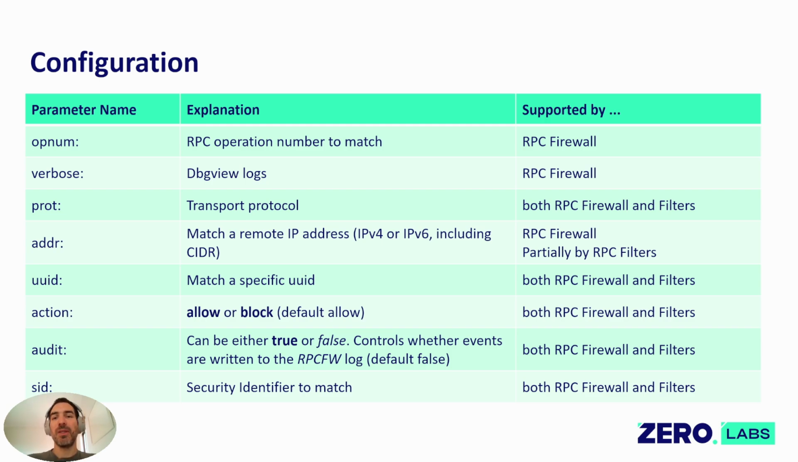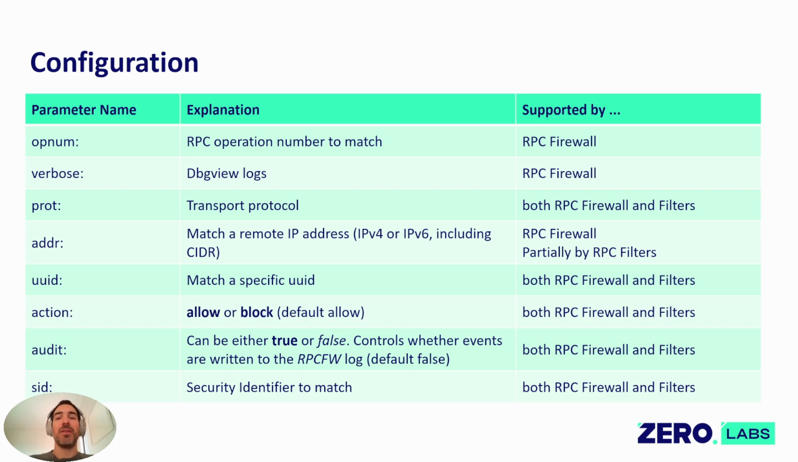And the way it works is from top to bottom. Each line is a configuration rule, like a firewall rule. The RPC firewall checks it out. If there's a match, it makes a decision. If not, it goes down the list to the next rule.